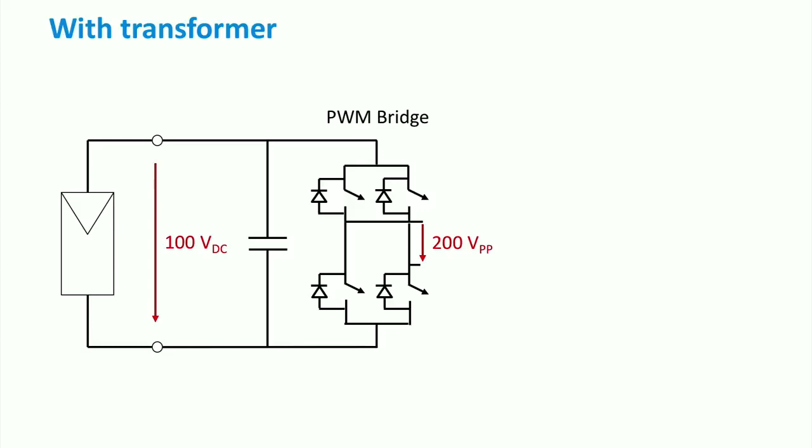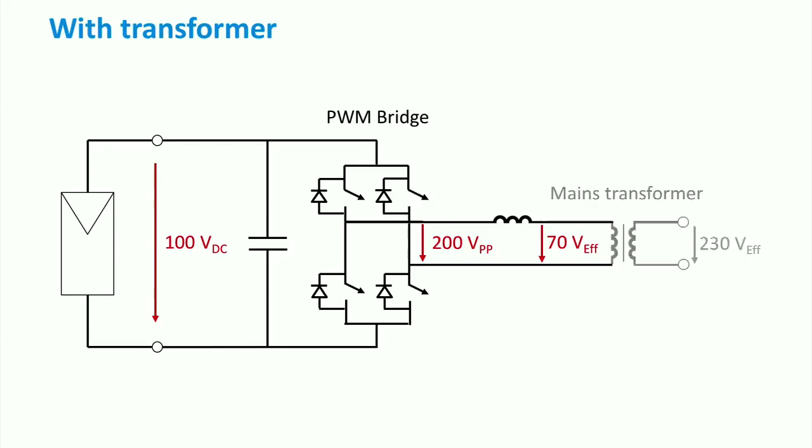Considering the fundamental harmonic of the output wave, we obtain an effective voltage of approximately 70 volts. This is not enough to be fed into the grid, therefore a transformer is needed to step up the voltage level to the desired 230 volts level.